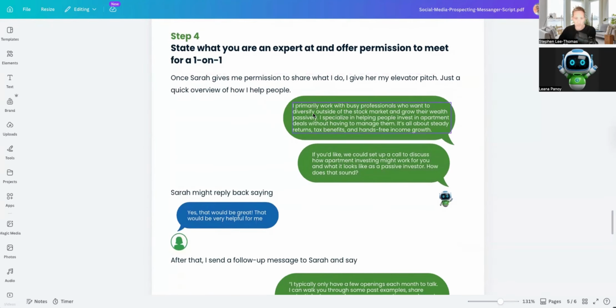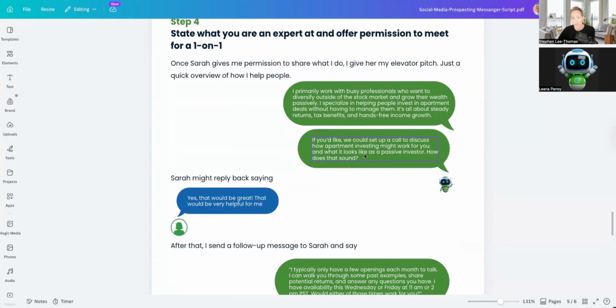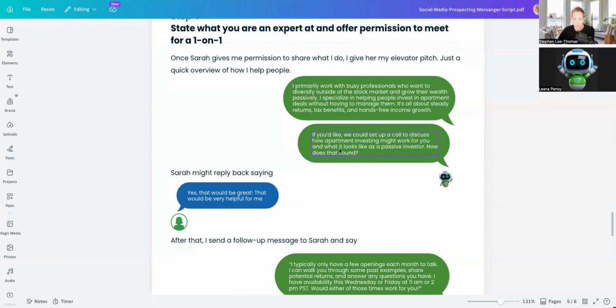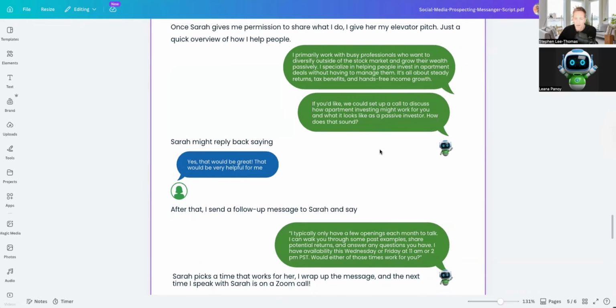So at this point, she's interested, and I say, "Hey, I primarily work with busy professionals who want to diversify outside of the stock market and grow their wealth passively. I specialize in helping people invest in apartment deals without having to manage them. It's all about steady returns, tax benefits, and hands-free income growth. If you'd like, we can set up a call to discuss how apartment investing might work for you and what it looks like as a passive investor. How does that sound?" Again, I'm asking permission here.